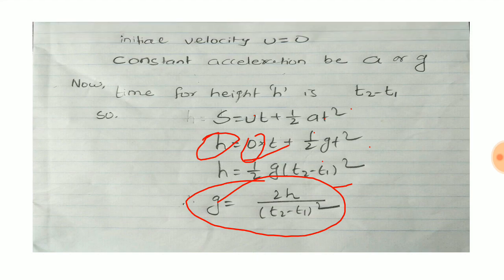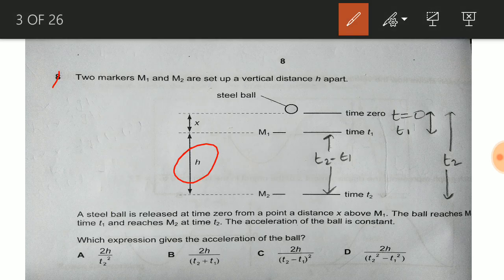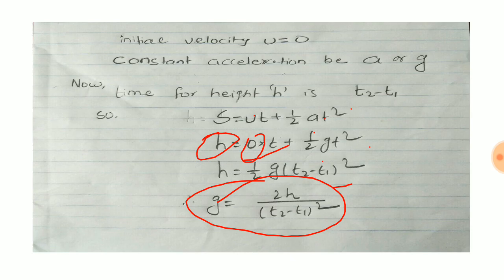In fact, u cannot be 0 for the height h. When the body comes to this point m1, it means that it has some certain velocity. So we cannot assume that for the height h the initial velocity is 0, because zero velocity is here, zero velocity is not here at this point. Because of that, this answer choice is wrong.